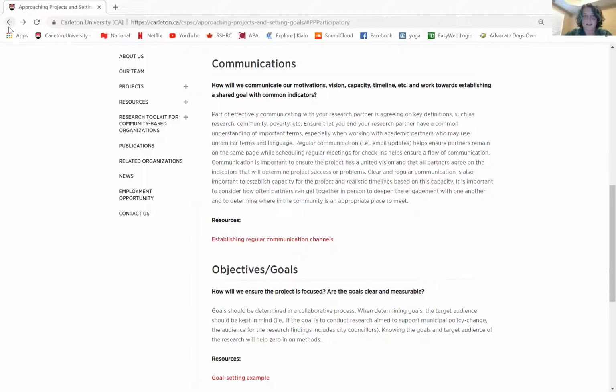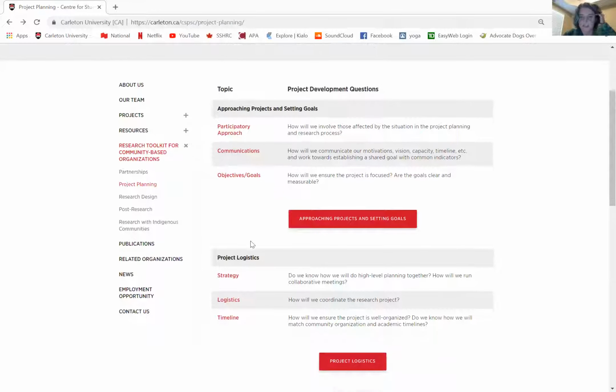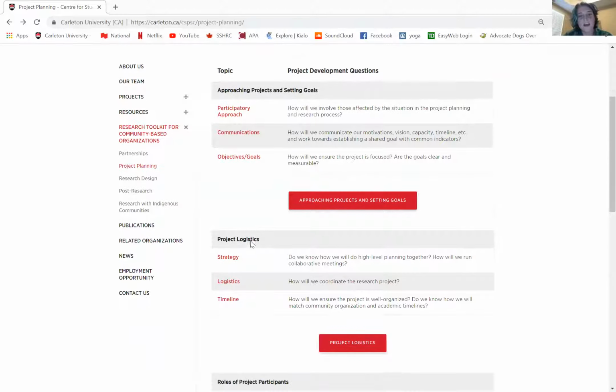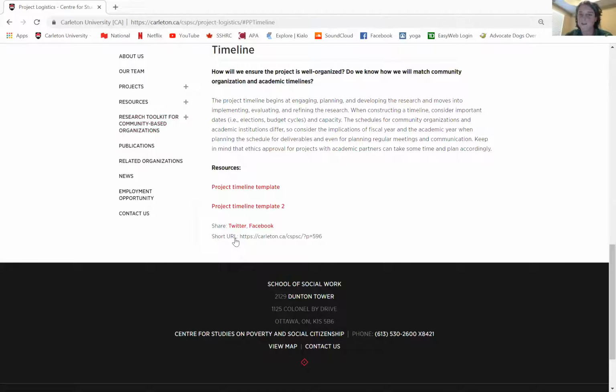All right, and then I just want to highlight one more part of the project planning. You can see there's other things in here too that you can go over. One very practical one would be timelines. So how do we ensure the project is well organized?